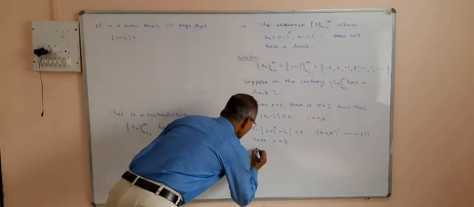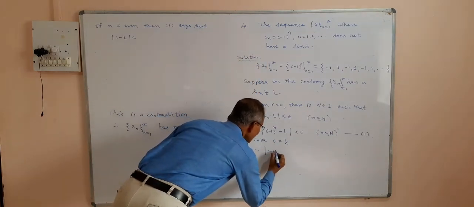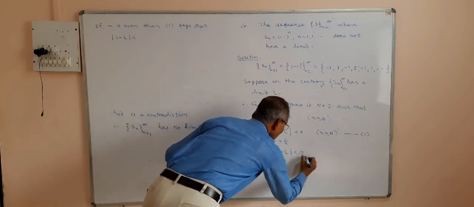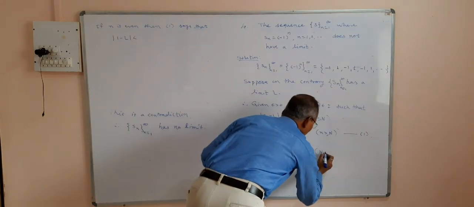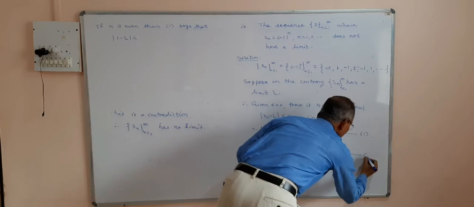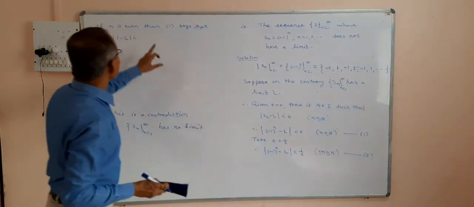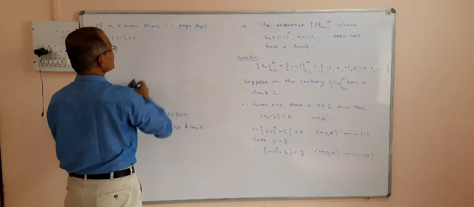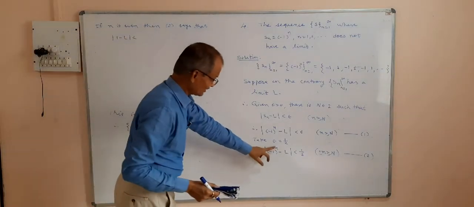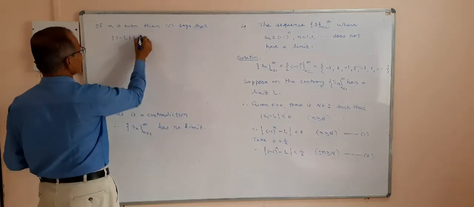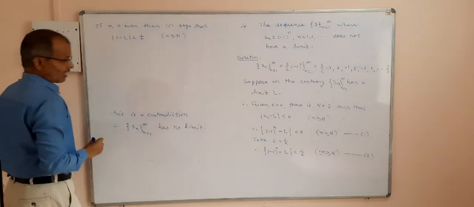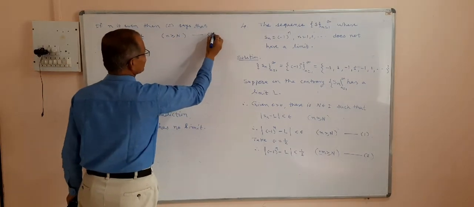So what will this imply? Therefore, this will imply |(-1)^n - L| < half for small n greater than or equal to capital N. We suppose this as statement 2, and now we refer to this. If n is even, then statement 2 says the value is 1, so |1 - L| < half for n greater than or equal to N. We suppose this as statement 3.